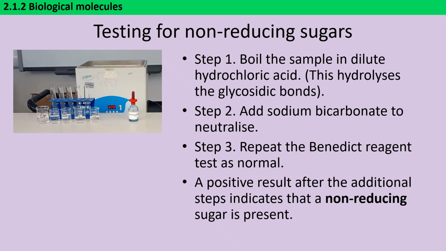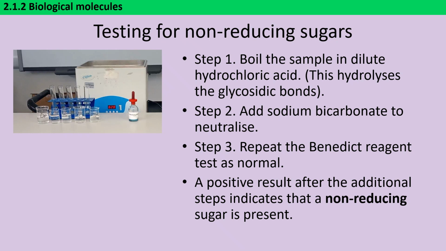What you need to do is firstly do the Benedict test as we've just described and show that there is a negative result, and that rules out the fact that there are any reducing sugars present. Then you do some additional steps before repeating the test. The reason for this is that we know that these disaccharides do contain monosaccharides. And so if we can hydrolyze the glycosidic bonds and break the disaccharide apart, we will then get back those reducing sugars. So when we then complete the Benedict test again, and this time we get a positive result, this tells us that initially we must have had a non-reducing sugar present.